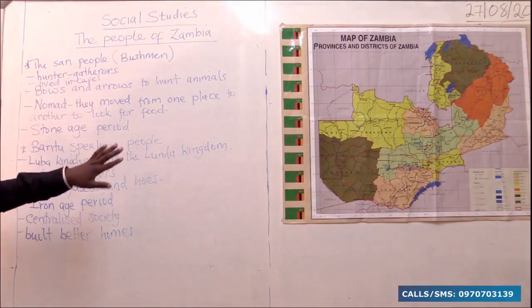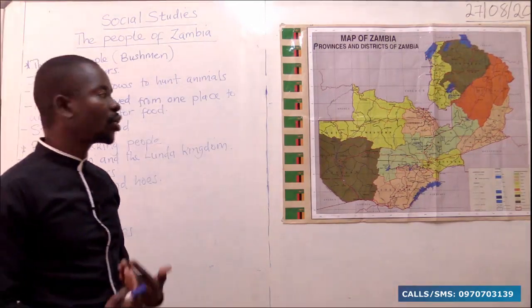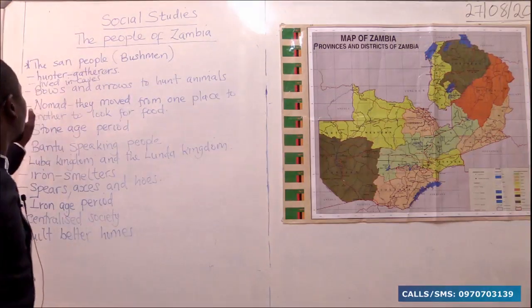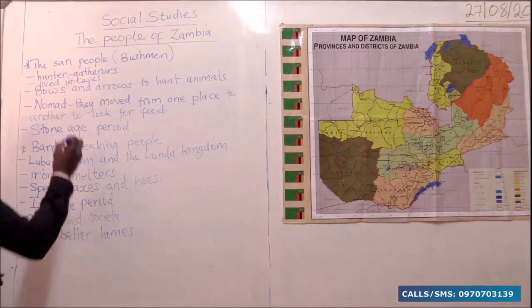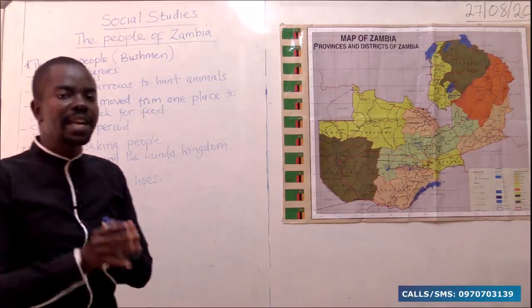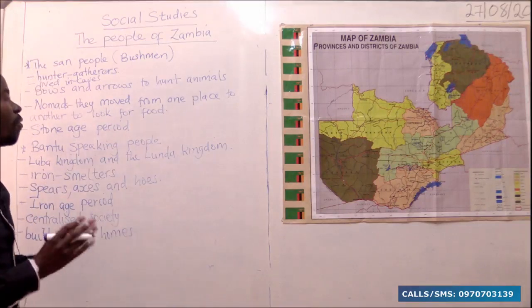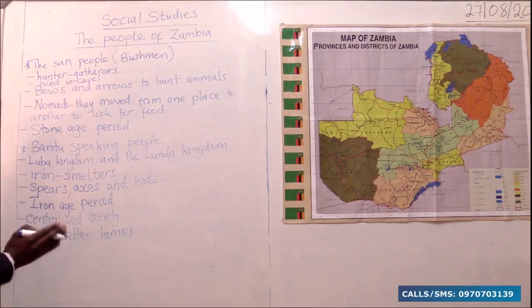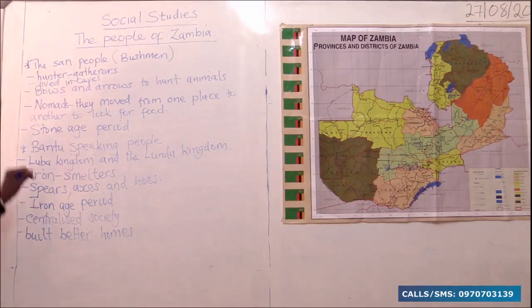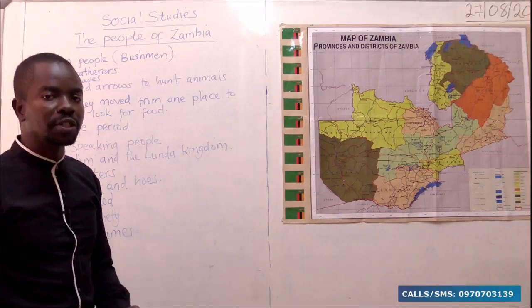They used bows and arrows to hunt animals. The San people were nomads, meaning that they used to move from one place to another to look for food.